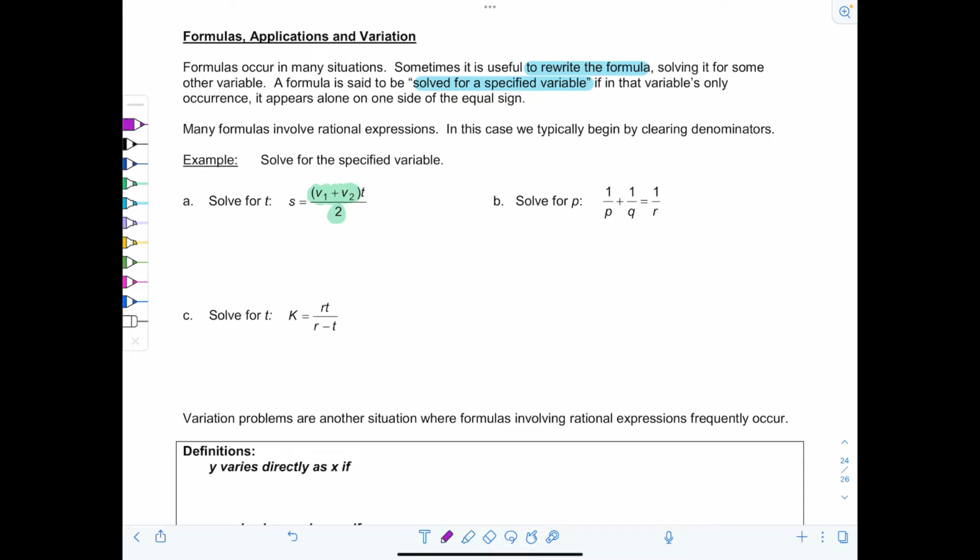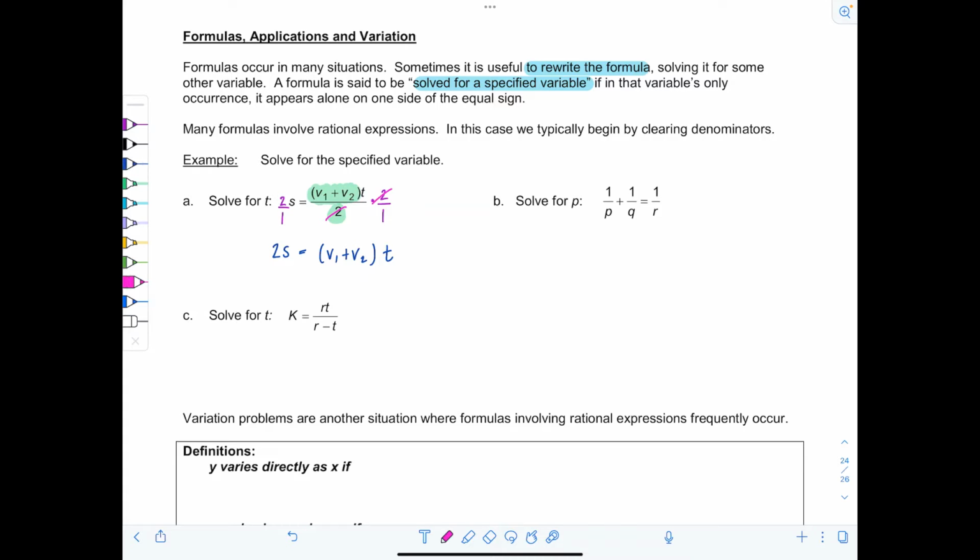So first thing, how about we multiply both sides by 2? Or 2 over 1, right? That way you can cancel out that 2 in the denominator. So now, bam, bam. On the right-hand side, it's gone. On the left, we have 2s equals v1 plus v2 times t. All right, good. And don't distribute through on the right-hand side, because remember, we're trying to get t by itself.